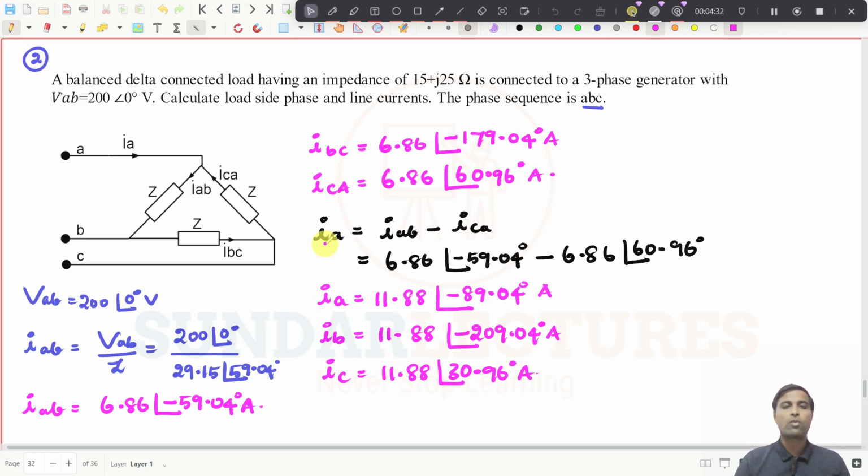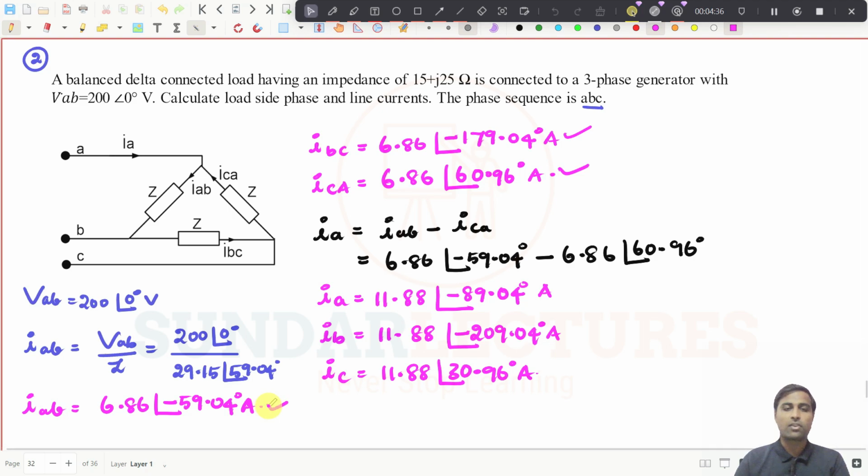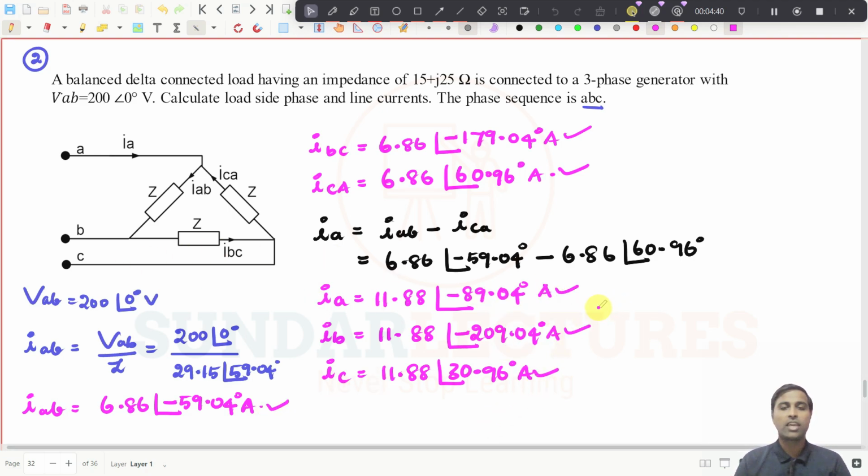So now we have found the phase currents. These are all phase currents, and these are all line currents. We have found both the values. Very simple. Maybe you can go in a different way too, because if this is the phase current, right, then what is the line current? This is the line, this is the phase current, right?